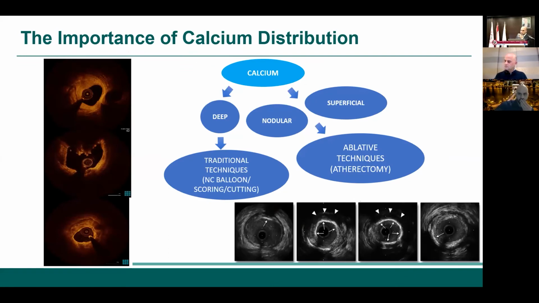Deep, nodular, superficial, these are different types of calcium. Look at the OCT on the left. This is a deep calcium. See how much intima there is in front of it. This was a nodular calcium, which can easily be mistaken for a thrombus. And the lower one is a circumferential but superficial calcium. Things can vary, and I'm sure we'll hear more about that.